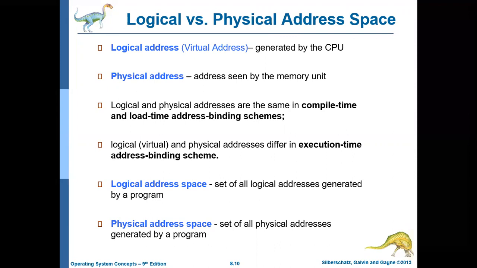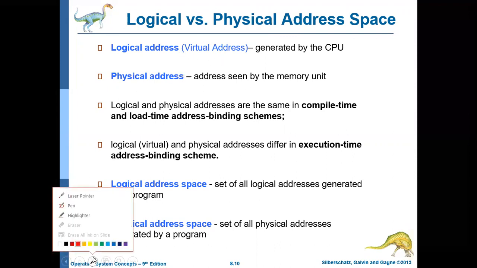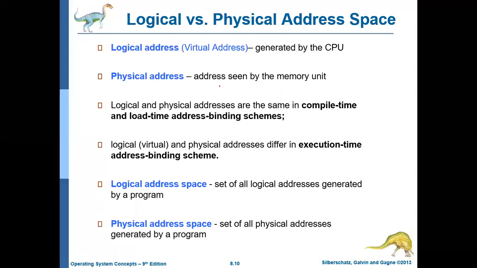The addresses that are generated by the CPU are called logical addresses. These are also the addresses that are used in the program. So the user program knows only about logical addresses. The code also knows only about logical addresses. Logical addresses are otherwise called virtual addresses because these are not the actual physical addresses.